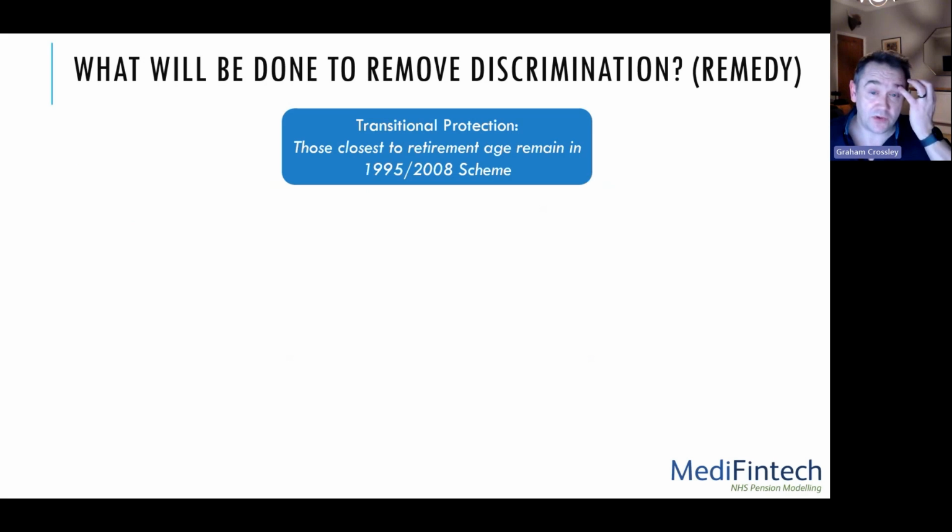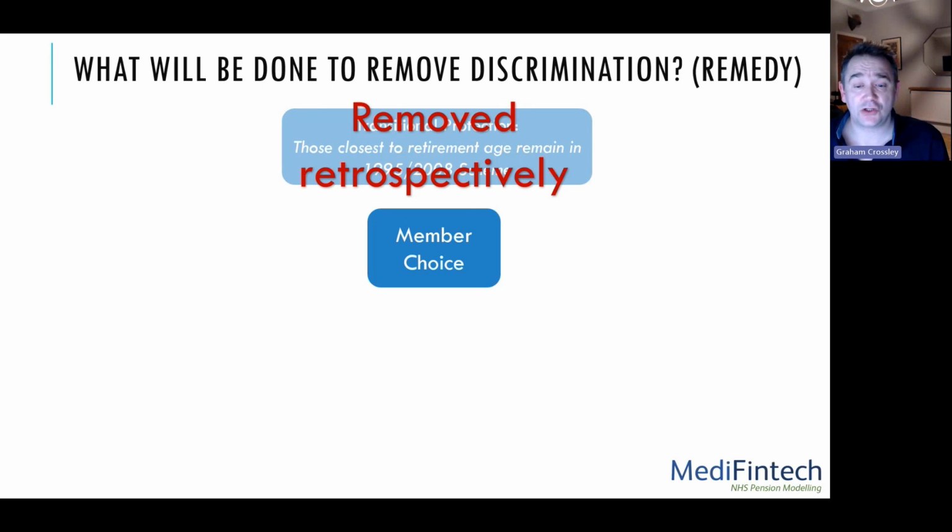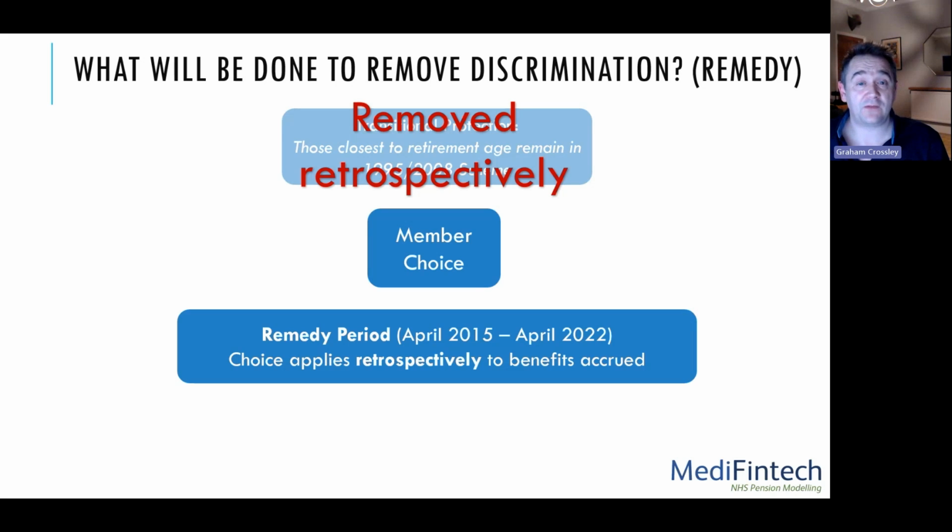So what's going to be done to remove this discrimination? Well, the 2015 scheme itself is not discriminatory. It's this bit, the transitional protection, the bit that said that those closest to retirement age got to stay in the 95-2008 scheme. That is being removed retrospectively. In its place, members are going to be given a choice, and that choice will apply to the benefits accrued during the remedy period, which are the 7 years between 2015 and 2022.